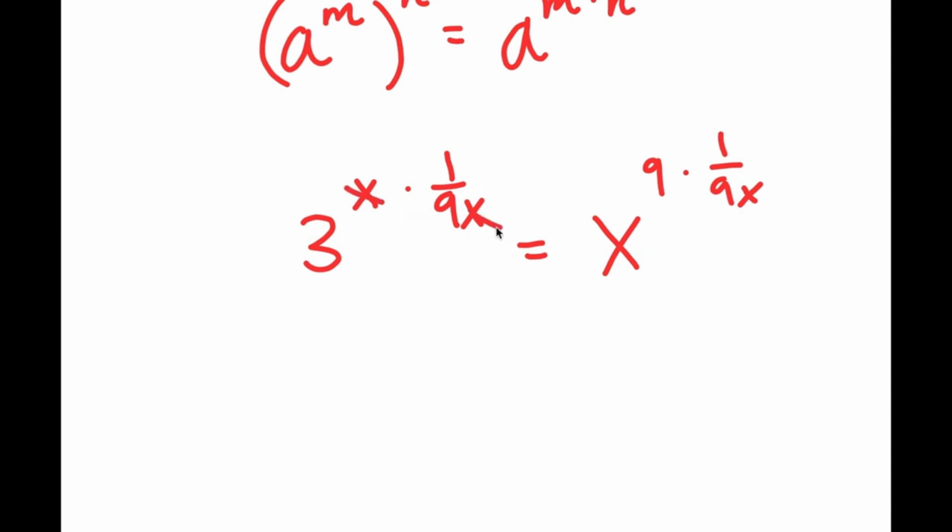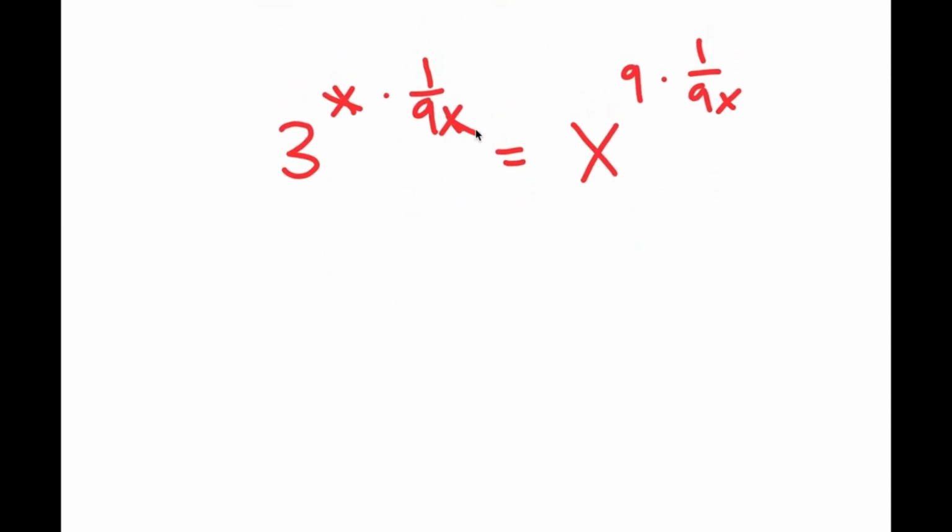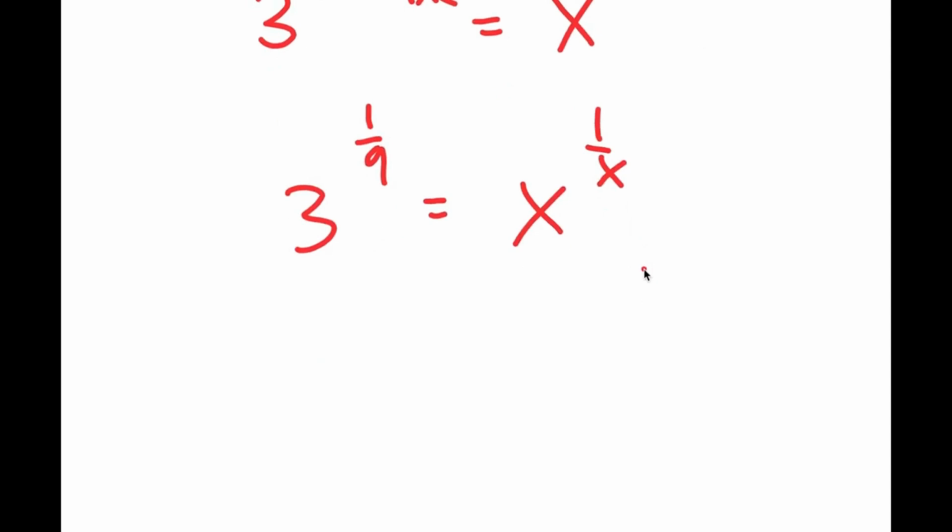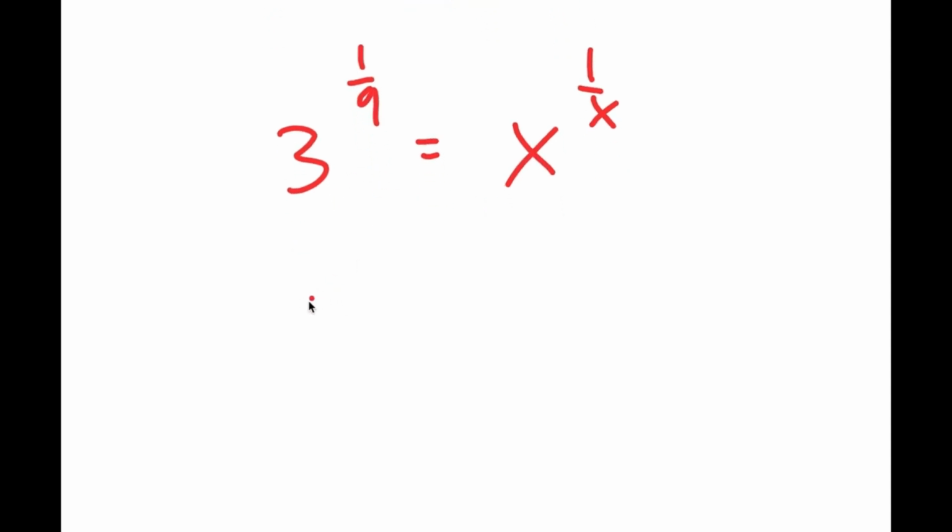Now x and x in the denominator here cancel out. So I get 3 to the power of 1 over 9 is equal to x to the power of 9 and 9 cancel out, 1 over x. Now, 1 over 9 is the same thing as 3 over 27.